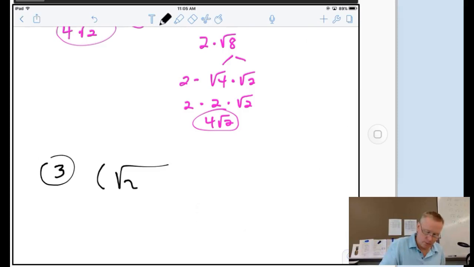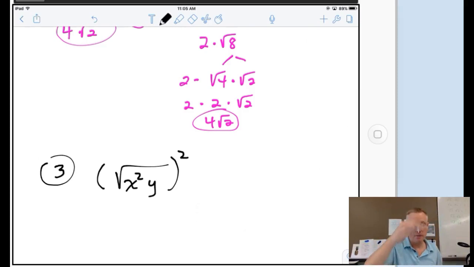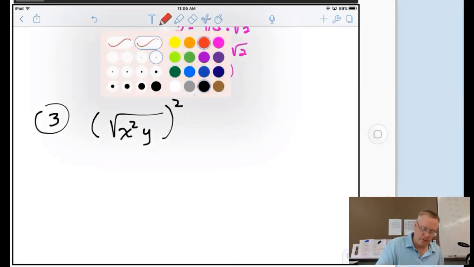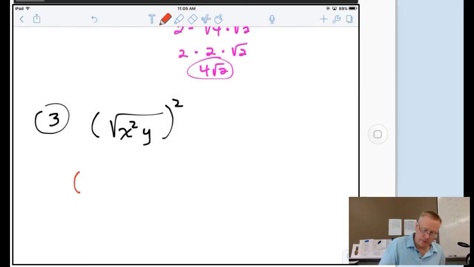Okay, so I got the square root of x squared y squared. All right, so here we go. Anything that's squared means it's times itself, right? So that would be the square root of x squared y times the square root of x squared y.